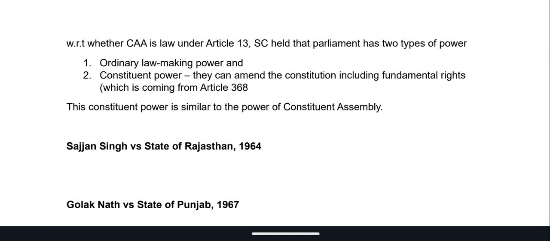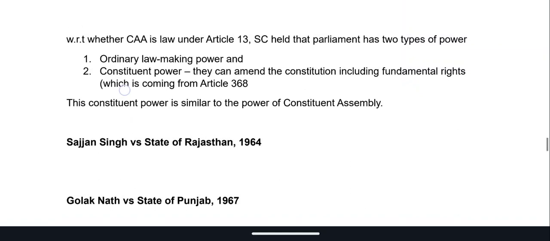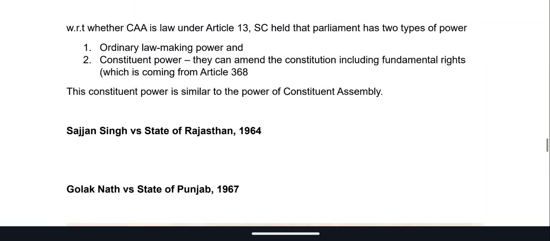Simply speaking, the Supreme Court had said that whatever general legislations I am making, like income tax, GST, customs, all these things will be ordinary laws, that will be covered under Article 13(2). But the constitutional amendment acts which I am making, for this I am not deriving the power from general articles like Article 245, Article 246. I am deriving power specifically from Article 368, which is of the constituent power.